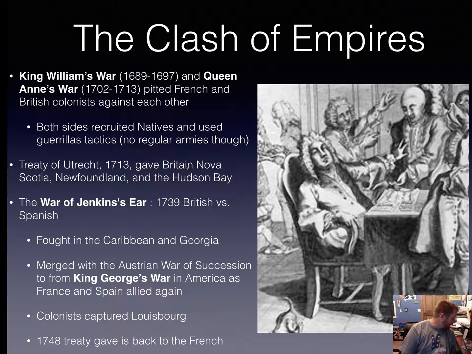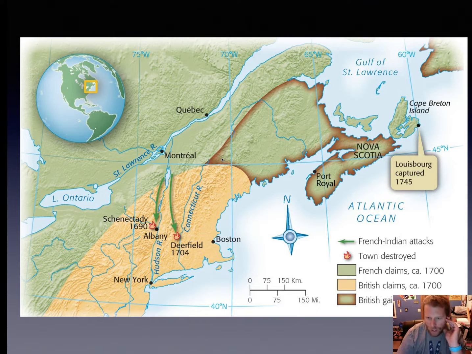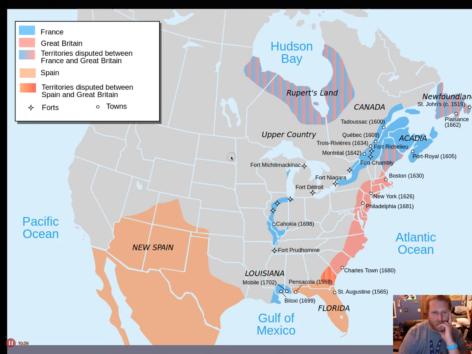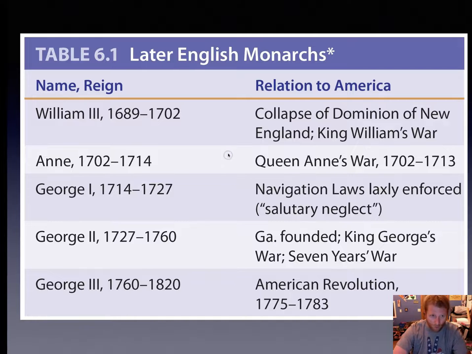So there's this continual trying to take away land from each other, back and forth rivalry. Louisbourg was captured up here in 1745. You have French raiding towns in upstate New York, in Deerfield and Schenectady. You have British gains in 1713, and in all these places, but eventually they gave some of it back from treaties. You can kind of see New Spain, and the French territories that were gained in these wars. And then you have the clash of the Jenkins' Ear War down here in Georgia.